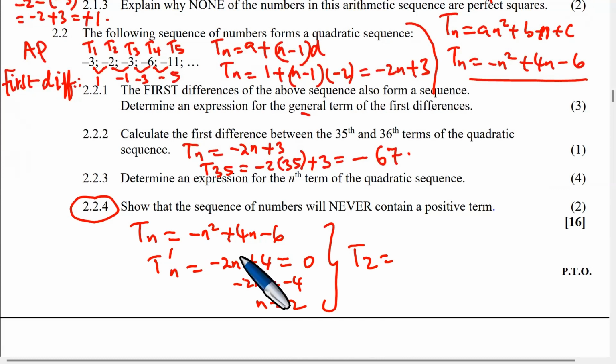because this is a quadratic function, it sort of resembles the quadratic graph with the maximum vertex, because the coefficient of A is minus 1. If A is minus 1, we have a maximum vertex, so T2 is that. Term 2.